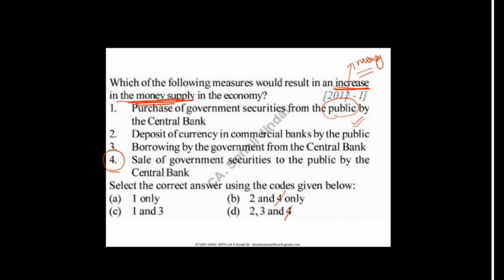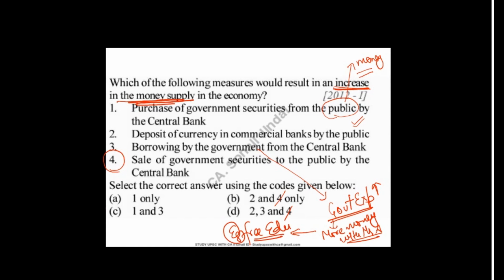Borrowing by the government from the central bank. So if government borrows the money from the central bank, it means there will be increased money supply. Like we can understand it like government will increase its expenditure with the money that has been borrowed from the RBI. If government will increase its expenditure, what it means? More money with Mr. A that we discussed earlier, like for example, free education. So here we reach to the answer 1 and 3.